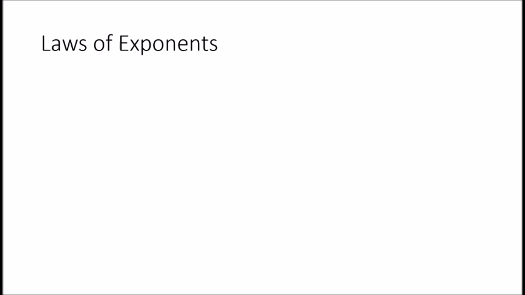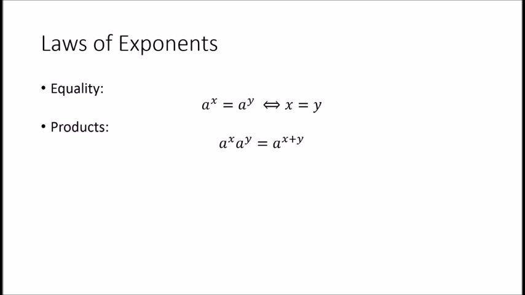Next, we're going to talk about algebraic manipulation of exponents. The first is the concept of equality, which is that if you have a raised to an exponent x and it's equal to a raised to a different exponent y, that means those two exponents are equal to one another. You can eliminate the a's and just say that x is equal to y. If you have two exponents multiplied together with the same base value, you can take the base value to the exponent x plus y, so adding the two exponents together.